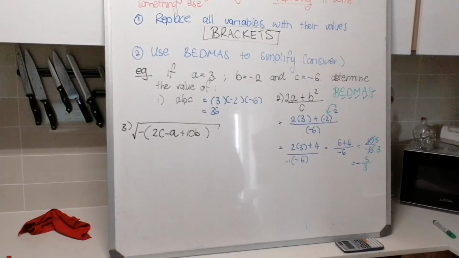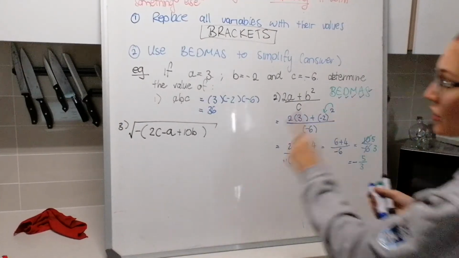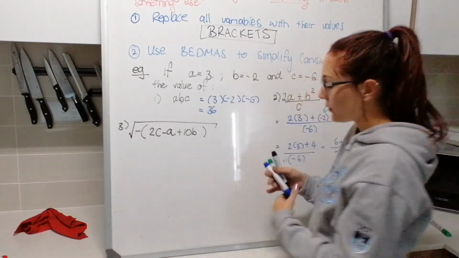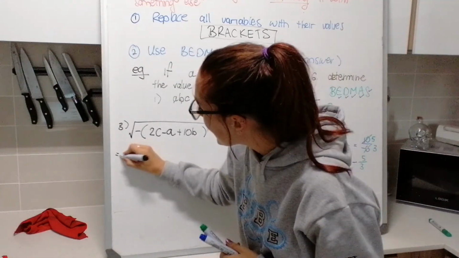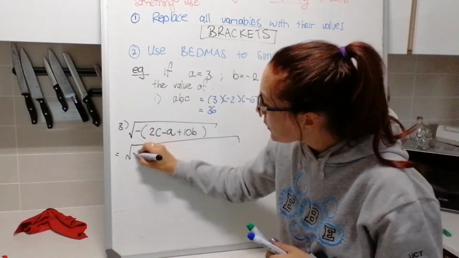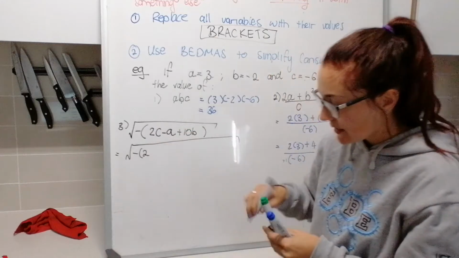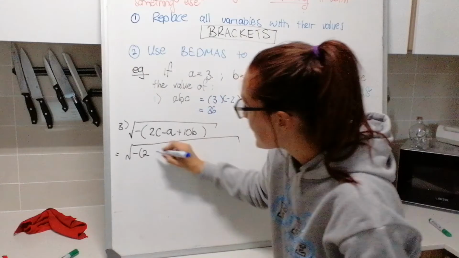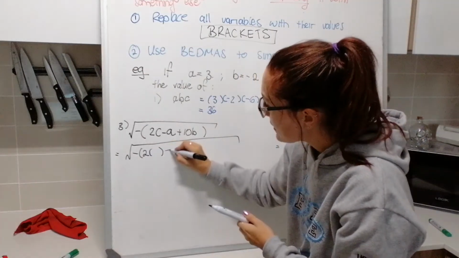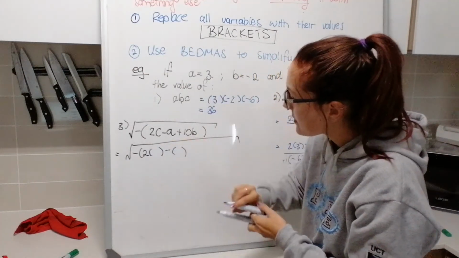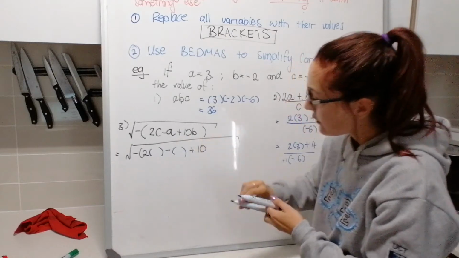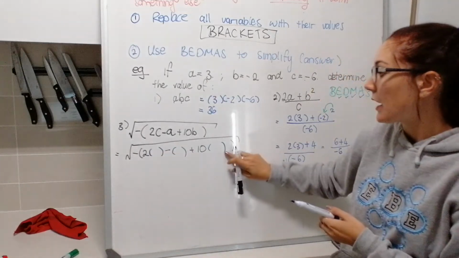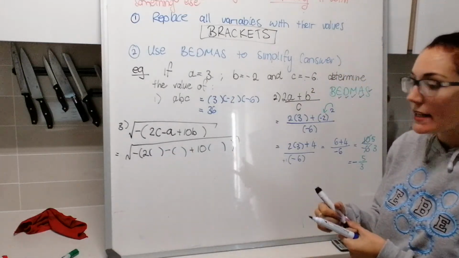Okay guys, here's your last one. It's a bit of a scary looking one. So we've got the square root of negative 2c minus a plus 10b. Okay, so what do we do? We rewrite the expression, but everywhere where we had a letter, instead of the letter, we're putting brackets. So it's negative 2 brackets minus, instead of a, brackets, plus 10 instead of b, brackets, and then we close that original bracket.